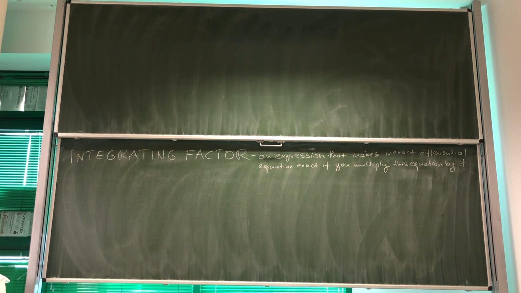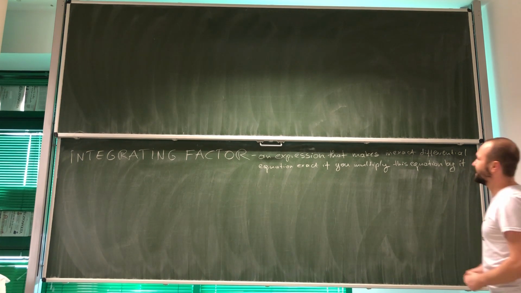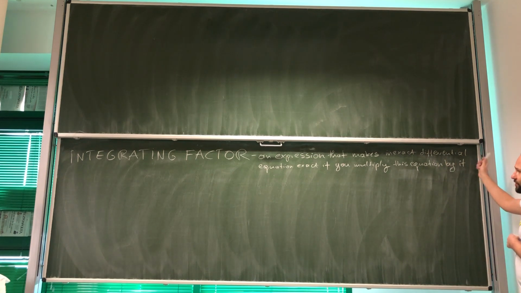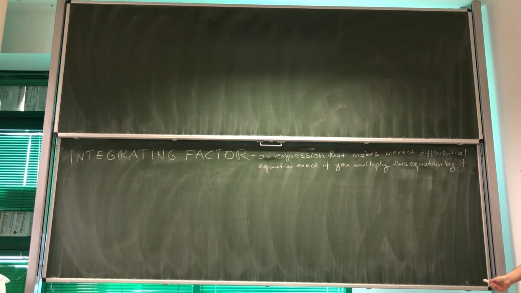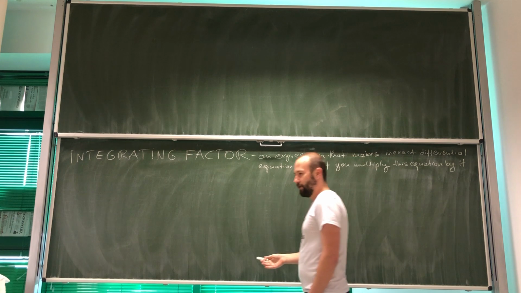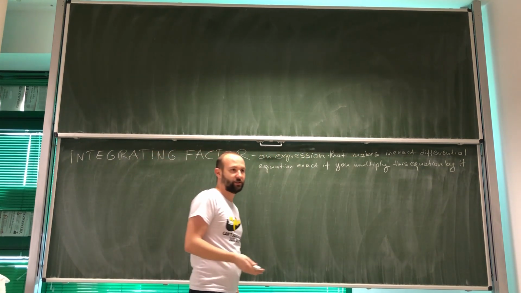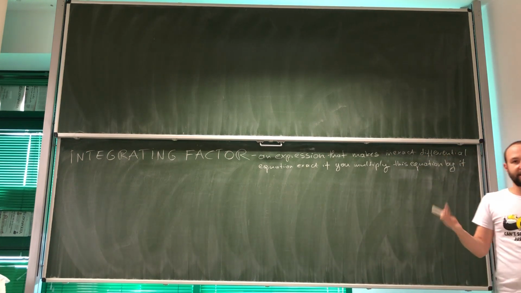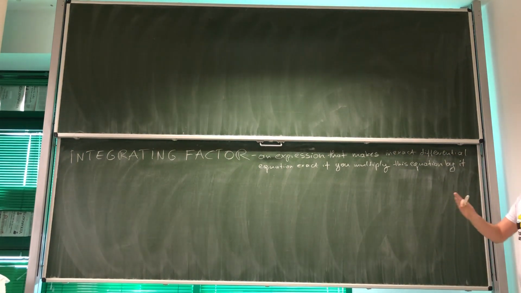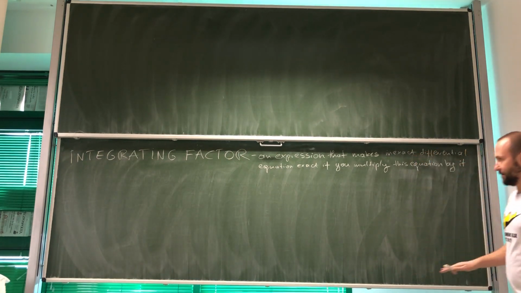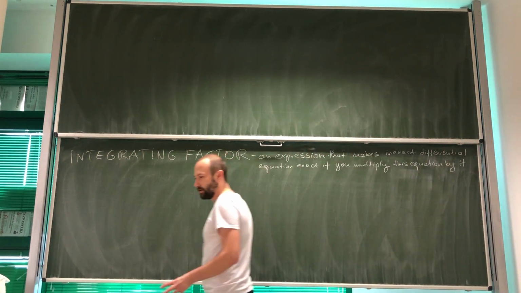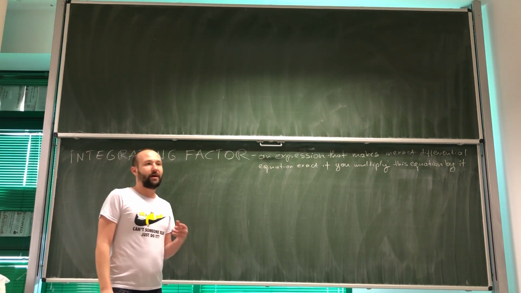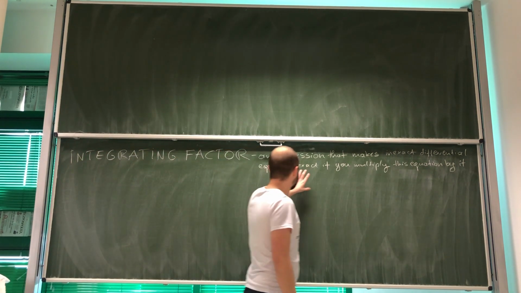It's called integrating factor. Okay, here we've got definition, so let's read it and think what it means. Look, it's an expression that makes inexact differential equation exact if you multiply this equation by it. Okay, look, so we know how to solve exact differential equation. But look, we have no guarantee that the equation we are dealing with is exact, right? But even if it isn't, maybe there exists some expression that if we multiply both sides of this equation by this particular expression, it will make our equation exact. And this is the integrating factor.